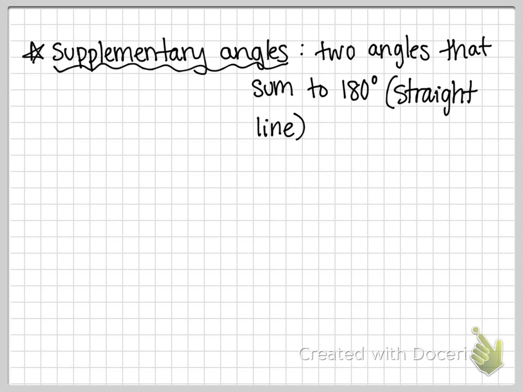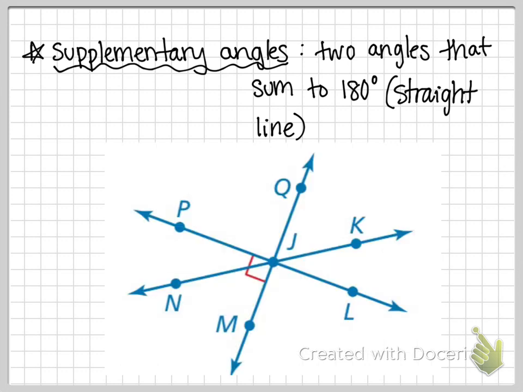So complementary add to 90, a right angle. Supplementary add to 180 degrees. They add to equal a straight line. So a straight line is 180 degrees. Let's go back to our little figure. Tell me two angles in this figure that are supplementary.